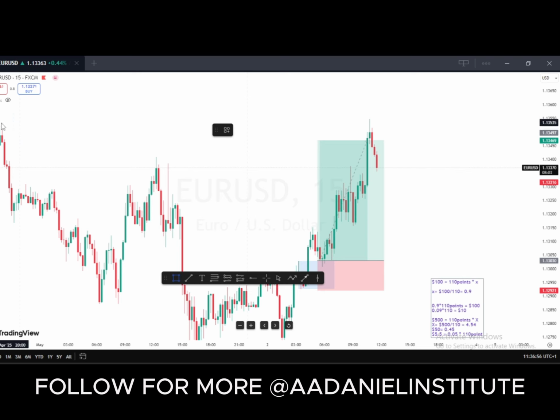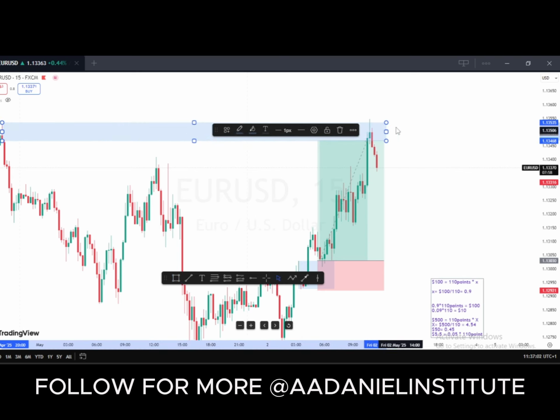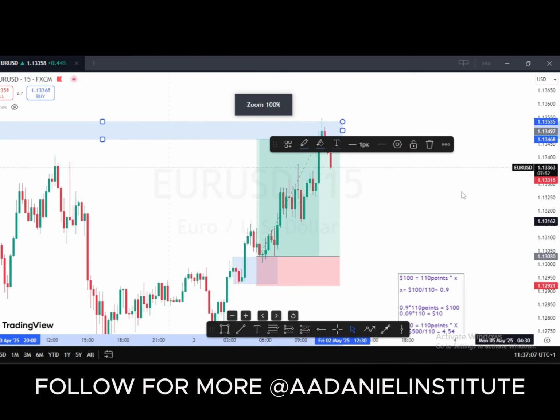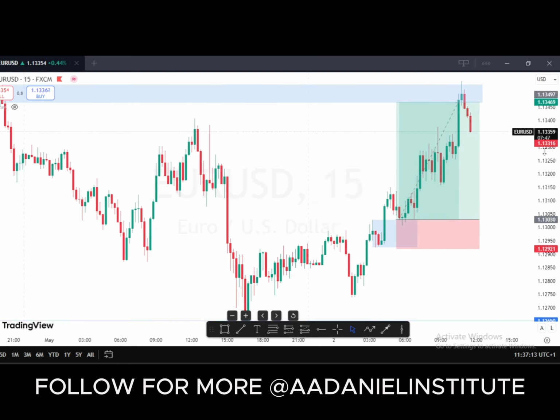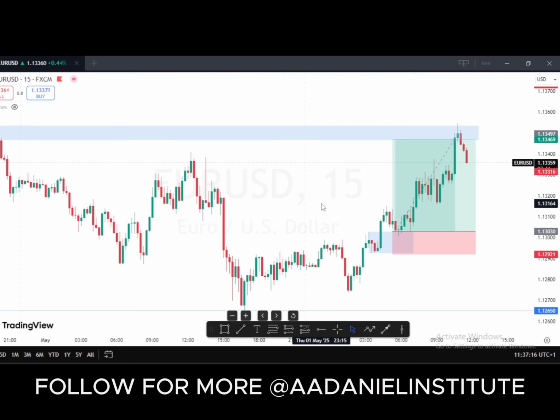See this. I'm not saying that this will keep going down. I'm only saying why we're having this rejection here. We're having this rejection because of this other block here. That other block is above this liquidity. That's why we're seeing this rejection here.